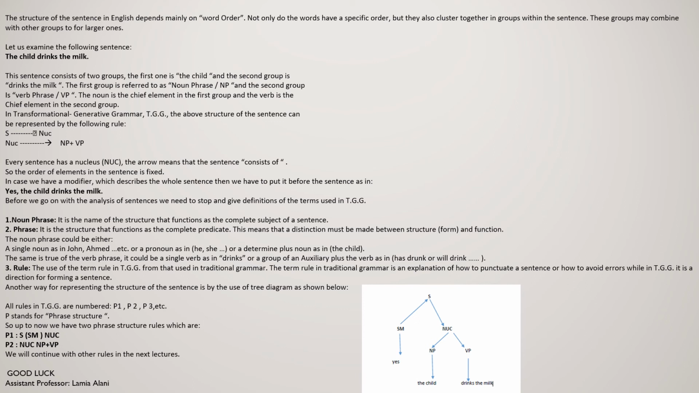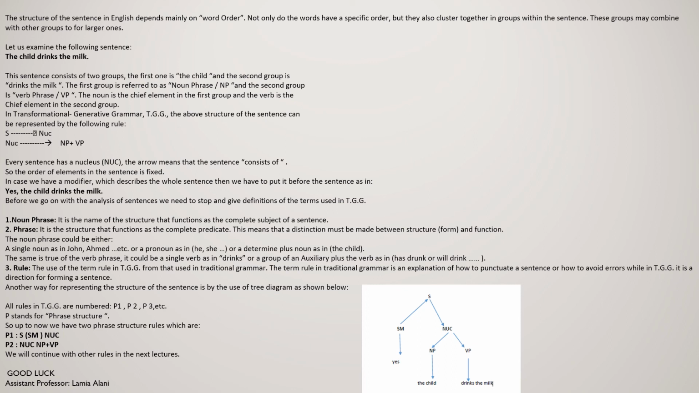So look at this. All rules in TGG are numbered. We call them P, which is short for phrase structure rule. So we have phrase structure rule 1, phrase structure rule 2, phrase structure rule 3. Up to now we have only two phrase structure rules. P1: the sentence can be rewritten as a nucleus. Sometimes we have a sentence modifier, SM for sentence modifier, and the nucleus. Sorry, you need an arrow here. The nucleus should consist of noun phrase plus verb phrase.